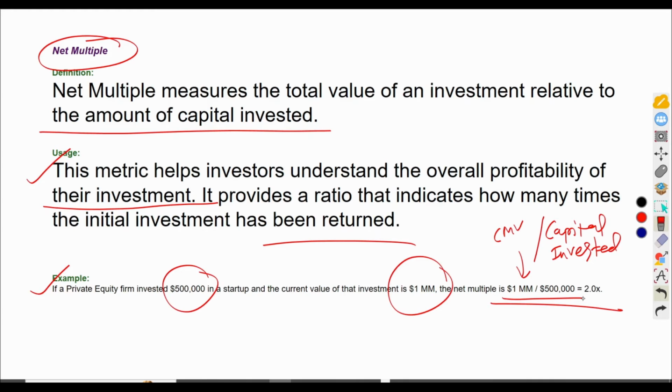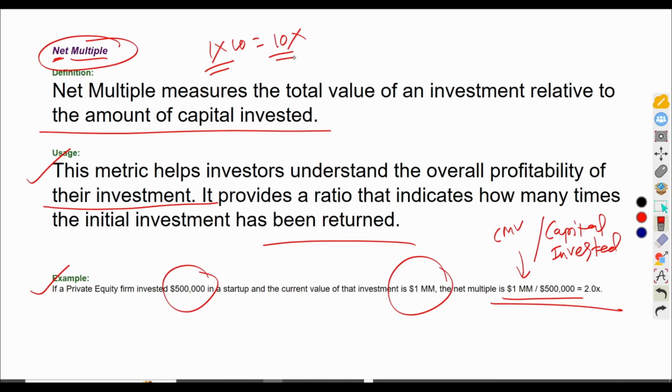So that insight is provided by the net multiple. Net multiple is nothing but how many times your investment has been multiplied. Let's say you invested one, and now the current market value is 10. So if you calculate it, it is 10x.